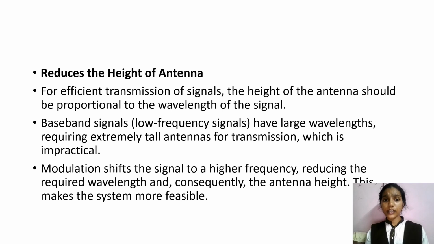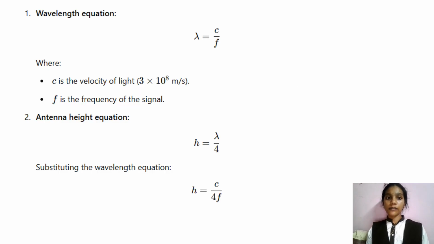And the next one is reducing the height of the antenna. For efficient transmission of the signal, the height of the antenna should be proportional to the wavelength. The baseband signal, being low frequency, has a large wavelength, requiring an extremely tall antenna for transmission, which is impractical. Modulation shifts the signal to a higher frequency, reducing the wavelength and consequently the antenna height. This makes the system more feasible.